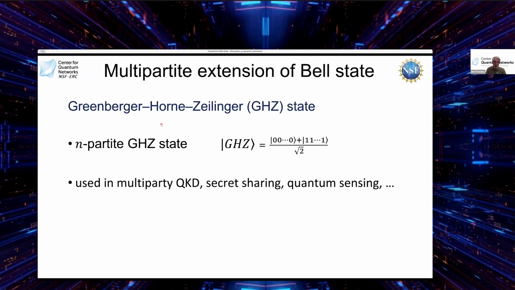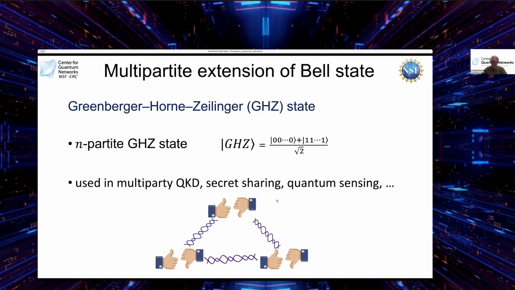I should mention there's a multipartite extension of the Bell state called the Greenberger-Horne-Zeilinger, or GHZ, state. It consists of n qubits, and what I've written here is essentially just the natural extension from the Bell pair. It's the superposition of all zeros and all ones with the same amplitude. And this is used in multi-party QKD and again for lots of other applications. And if we think of it in terms of the thumbs up or thumbs down, here's what we would have if it were distributed between 3 parties.